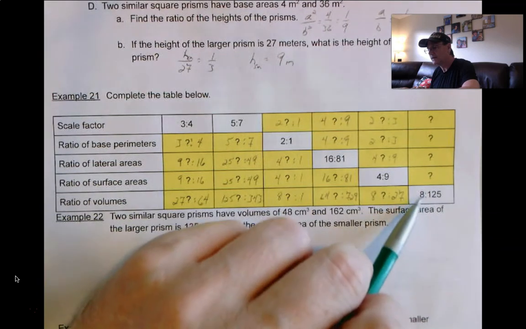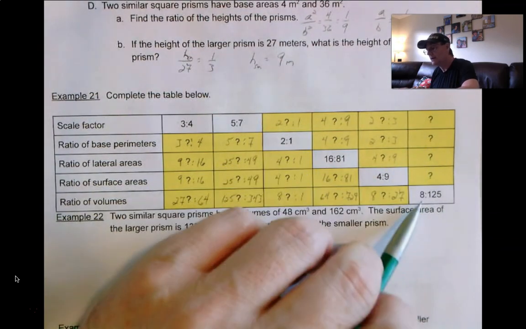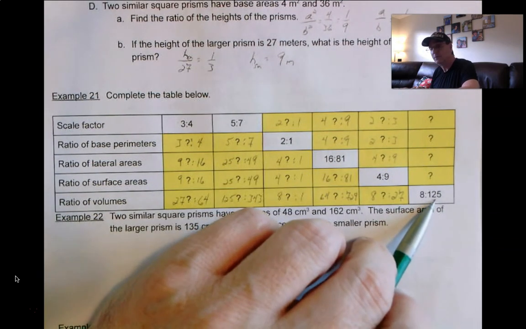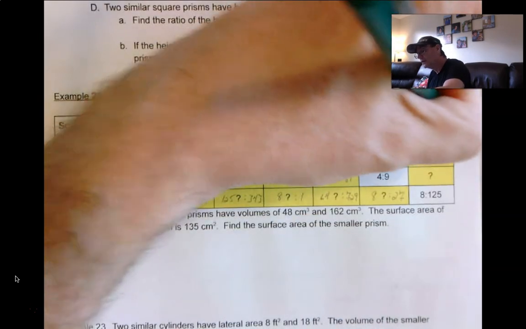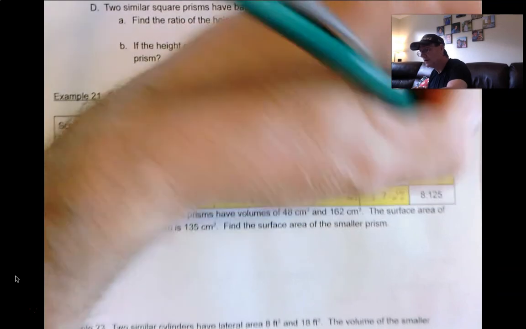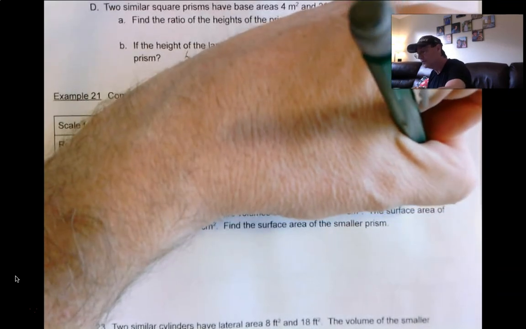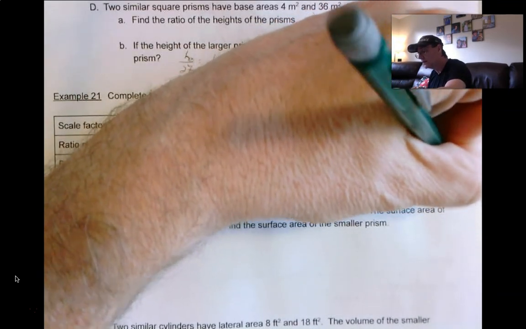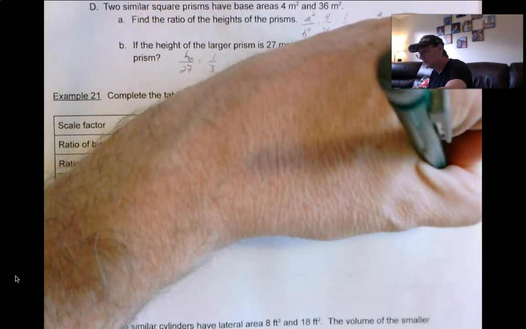I can't go to these ones, but I can go to these two directly. Cube root of 8 is 2. Cube root of 125 is 5. 2 to 5, 2 to 5. Square those. 4 to 25. 4 to 25.